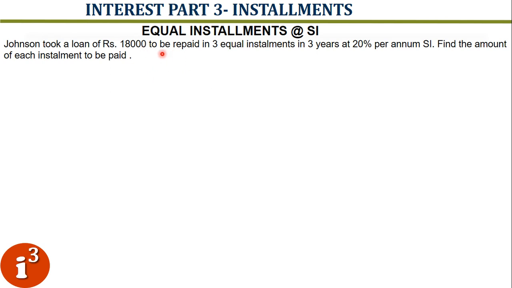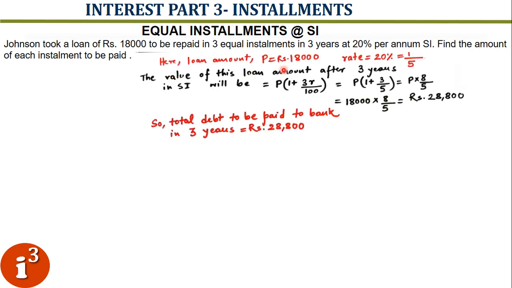The bank will obviously charge you some interest on this. You need to add that interest and then pay it. Okay. So your loan amount is how much? P equal to rupees 18,000. Rate is 20%, which means 1 by 5.